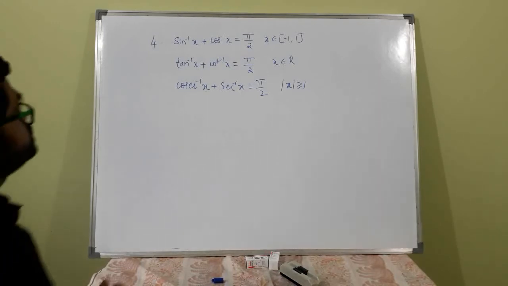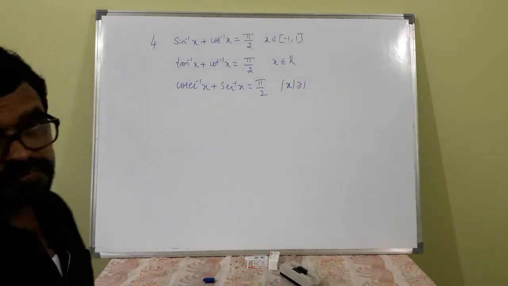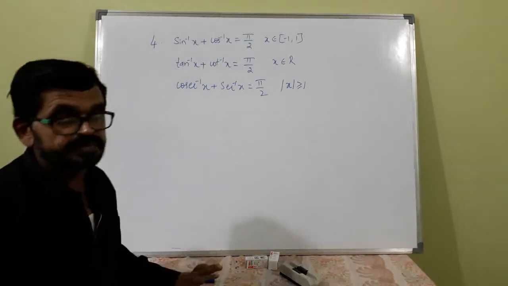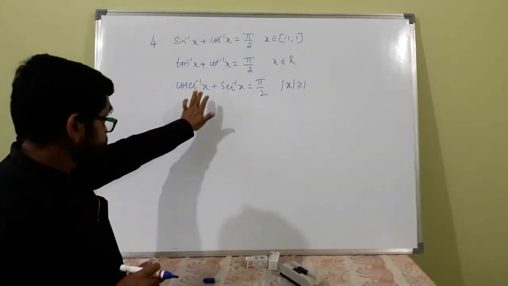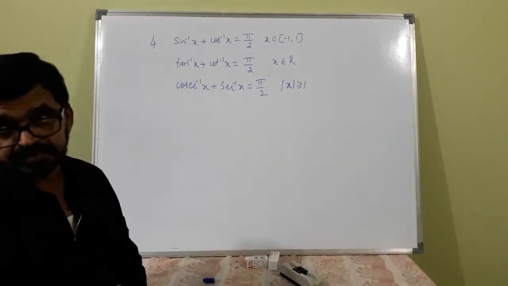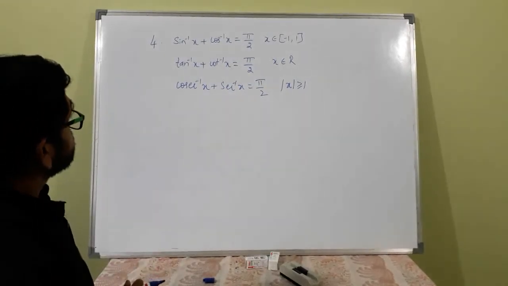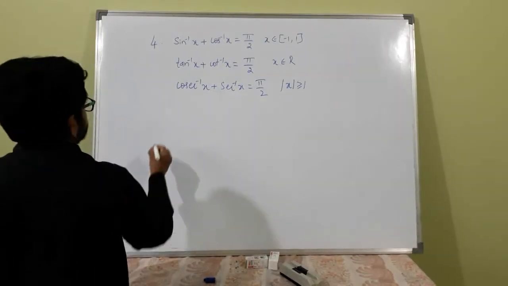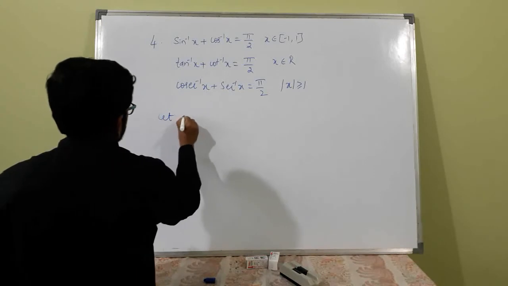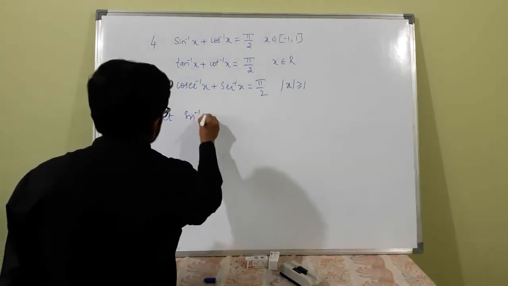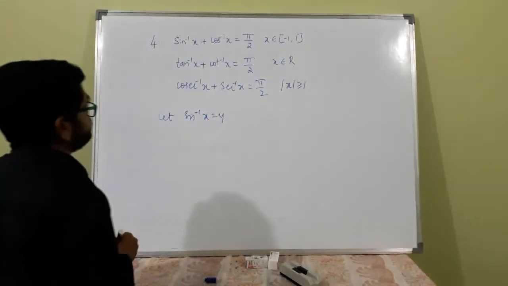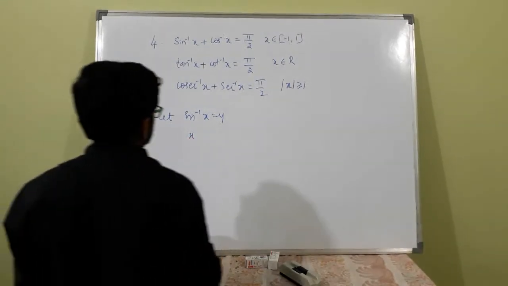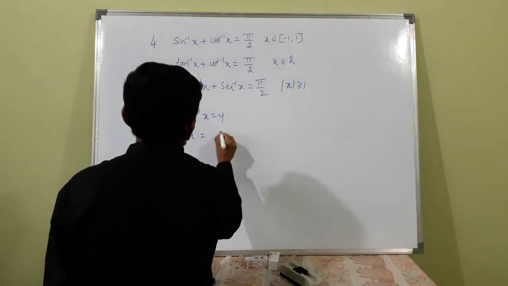Sin inverse of x plus cos inverse of x is equal to pi by 2, and tan inverse of x plus cot inverse of x is equal to pi by 2. Cosecant inverse x plus secant inverse x is equal to pi by 2. This is a very important result. Okay, sin inverse of x, let sin inverse of x be equal to y, then x is equal to sin y.